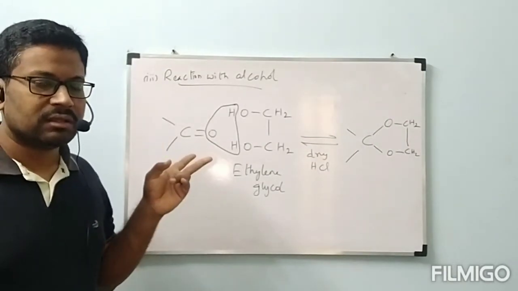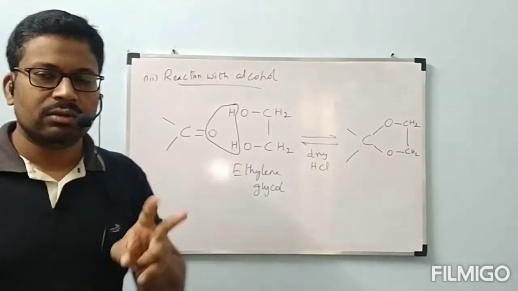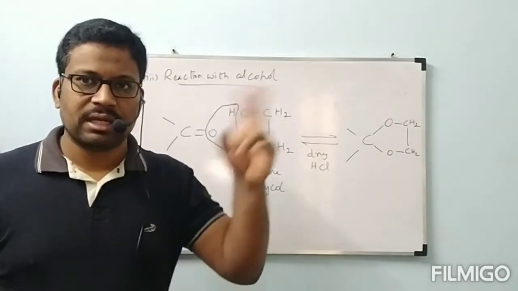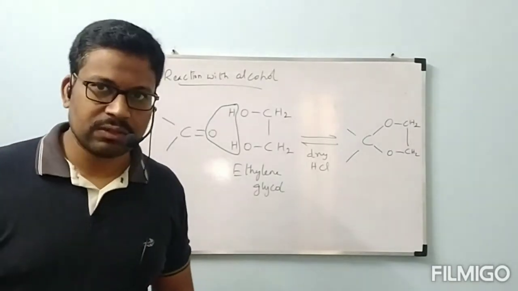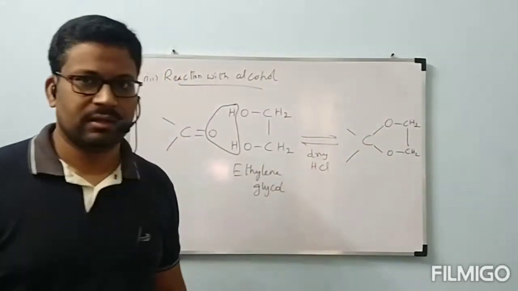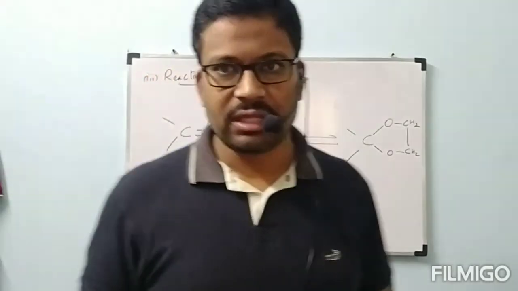In the previous condition, those are normal ROH. Two ROHs are required to react with that one to form acetal. But here, the two OH groups are present in ethylene glycol only, to form this product. This is about the reaction of aldehydes or ketones with alcohols.